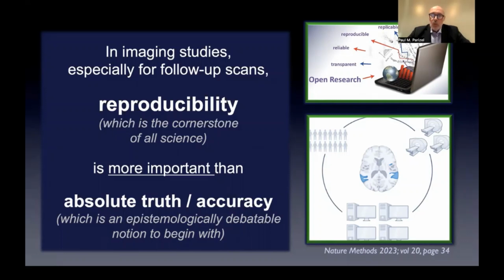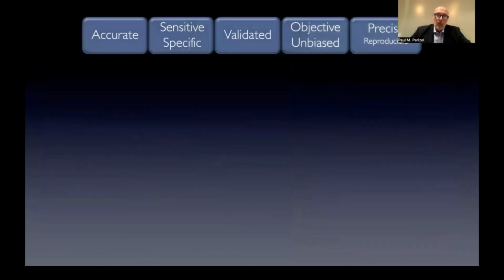reproducibility, which is the cornerstone of all science, is more important than the absolute truth or accuracy, which is an epistemologically debatable notion to begin with. It's more important to measure something every single time in the same way with a software than having measurements that are done by different people based on different technology, based on different images. And that is important to understand.